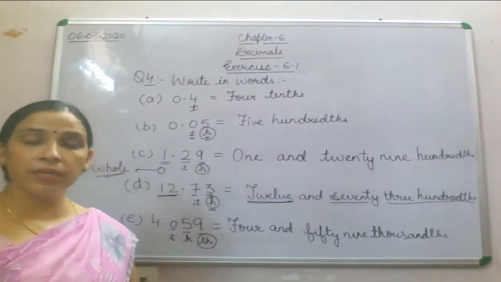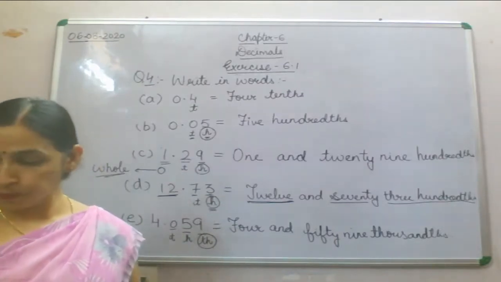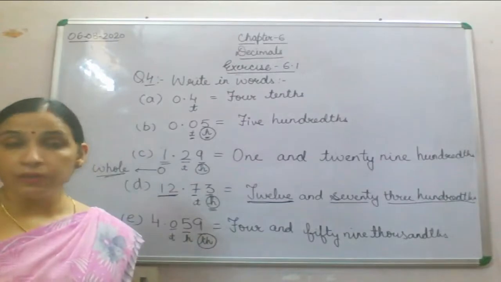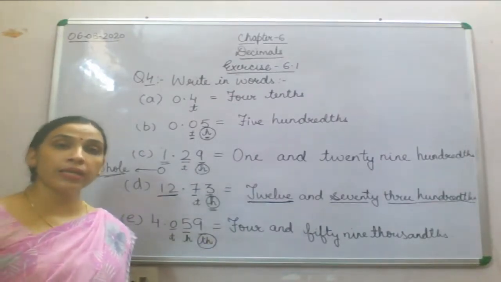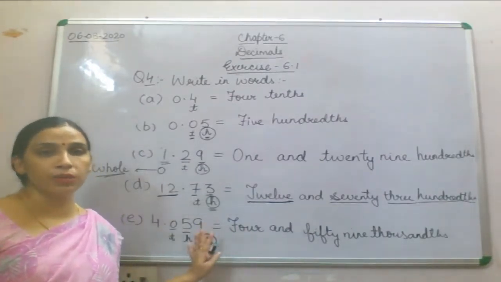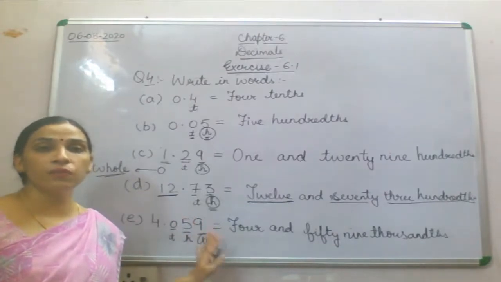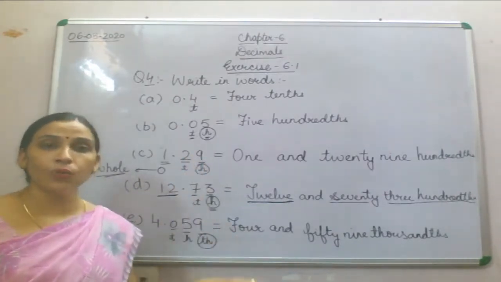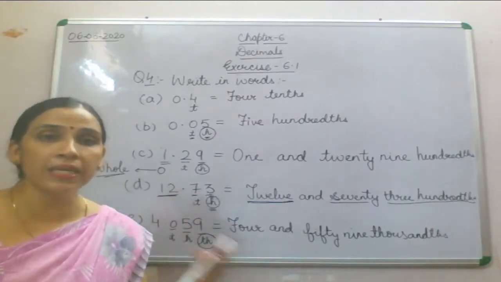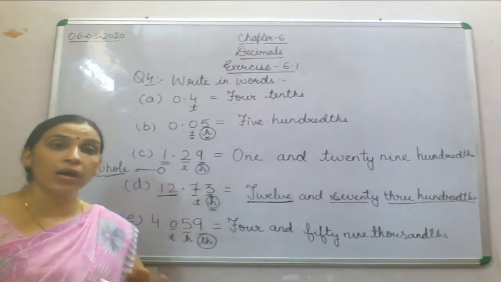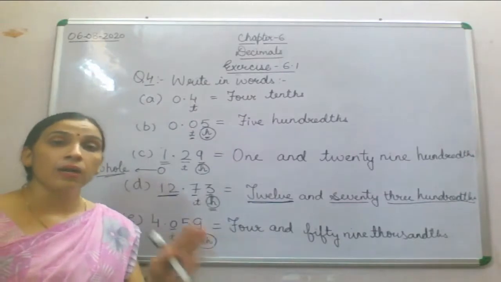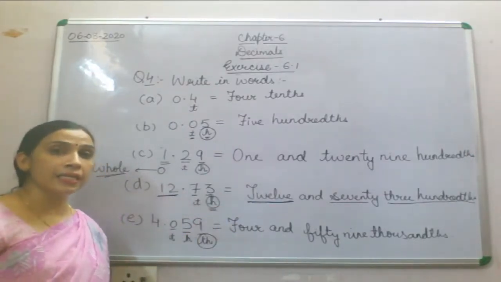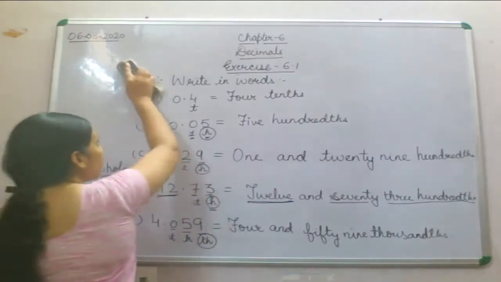Now we have completed question number 4. Right now we are going to start our question number 5. Write in decimal. Now the next question is vice versa of this question. If you understand question 4, then only question 5 will become easier for you, because you have to write in decimal. In words you have been given and you have to write it in decimal.